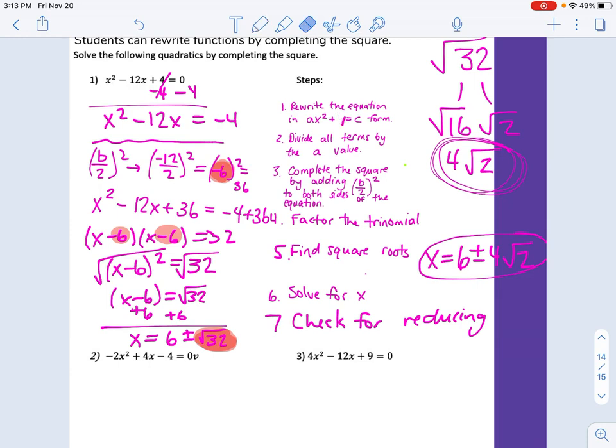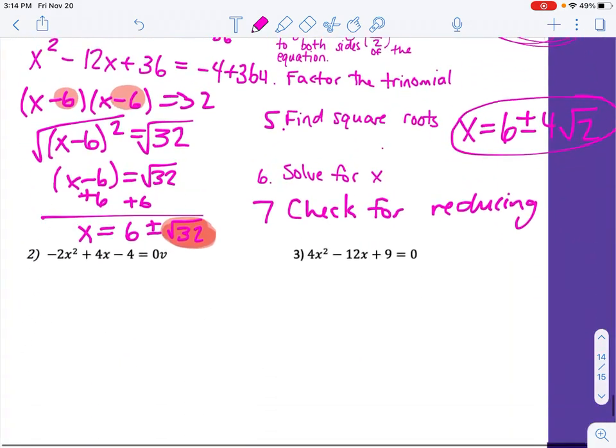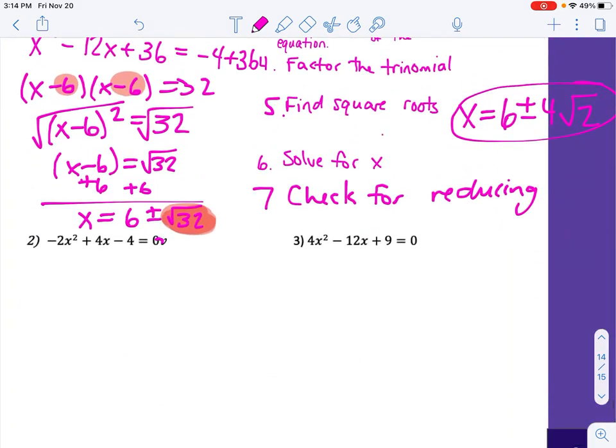So we'll go ahead and follow these same steps for the next problem. It just looks a little different. Also, there's a typo here. Go ahead and erase that. That should just be a 0, not a 0v typo.